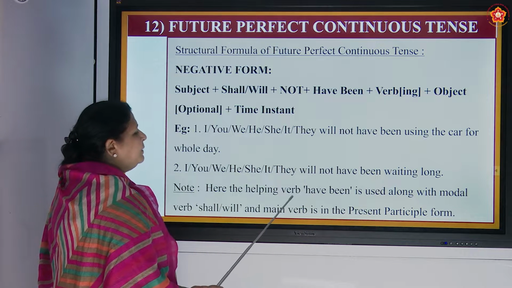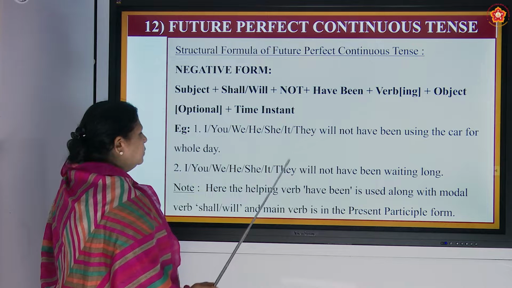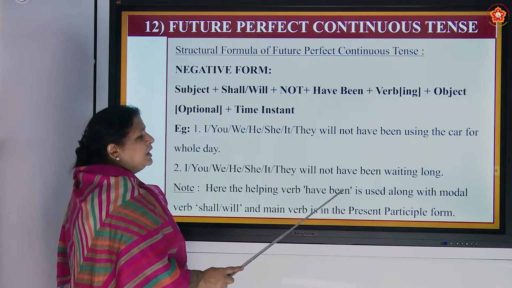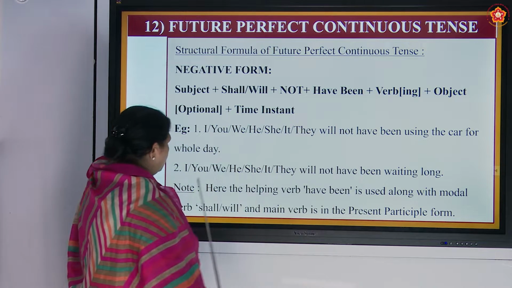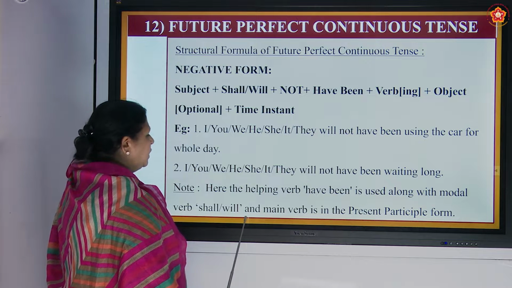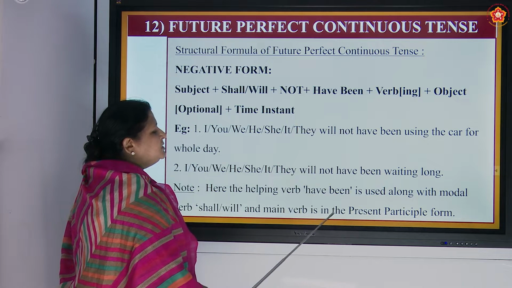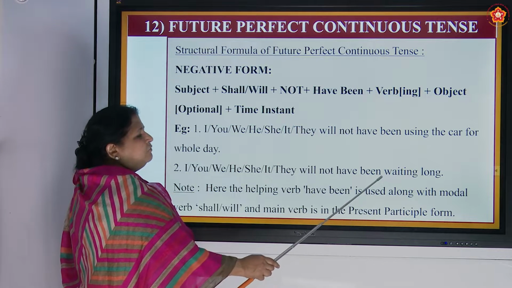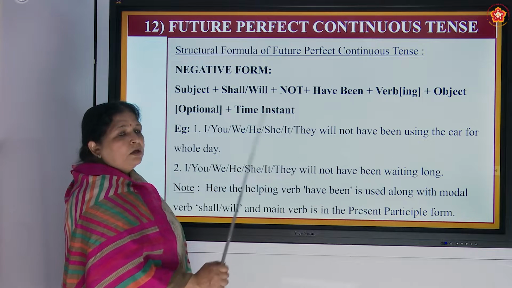Okay. Here the helping verb have been. See this have been is used along with modal verb shall will. And main verb is in the present participle form. Wait, waiting.